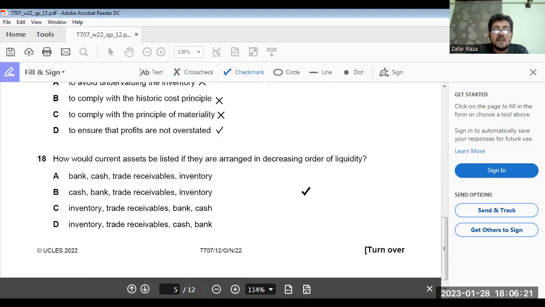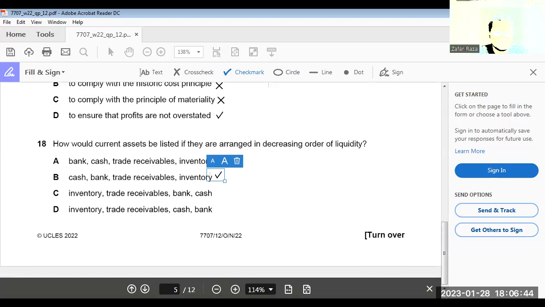Now 18. How would current assets be listed if they are arranged in decreasing order of liquidity? The actual order which we follow in our accounting is inventory, trade receivable, bank and cash. But we need decreasing order of liquidity. It means B option should be the answer. Cash, bank, trade receivable, inventory.